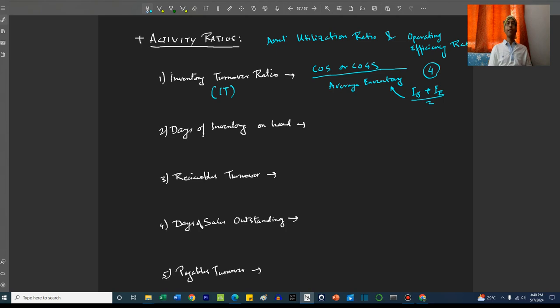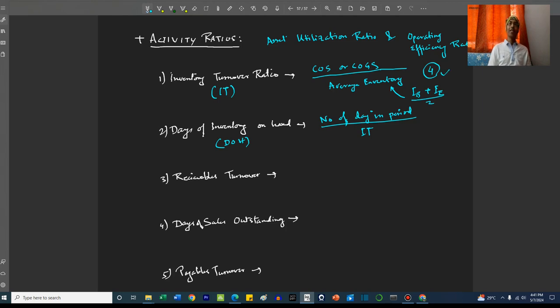Now the second ratio that we come across is days of inventory on hand. This is defined as the number of days in the period divided by the inventory turnover. So let's say we are talking about a 1 year period and the inventory turnover was 4.